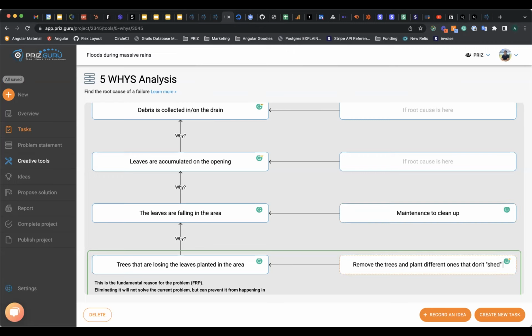This can be, or remove the trees altogether. Build something else. Okay, leaves are accumulated on the opening. I feel like there's one step missing, at least for me, somewhere.